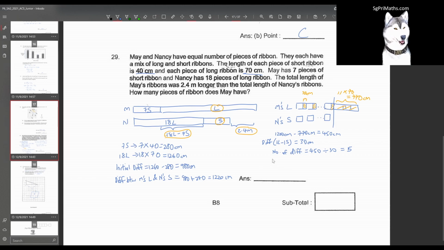That also means that the total that Nancy has will be this 15 short plus the 18 long that Nancy has originally, which equals 33. This will be equal to Mary's total because they have the same. So the answer is 33.